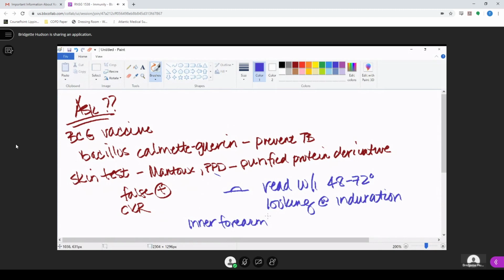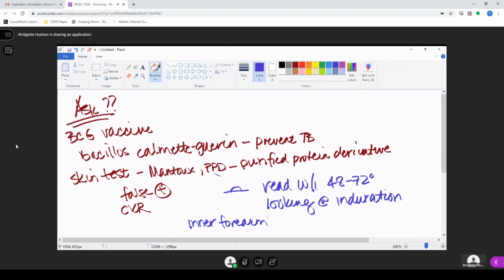So when that 72 hours is up, or 48 hours is the earliest that you could get it done, we're going to be looking at the induration. What does that mean? The hardness of it, the size of it, the height of it, correct? The swelling. So we're looking at the height of it, and we're going to look at the width of it. We're going to see how big this is, okay?